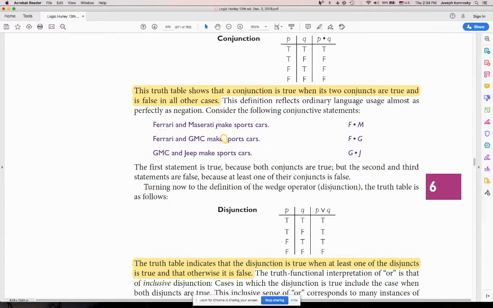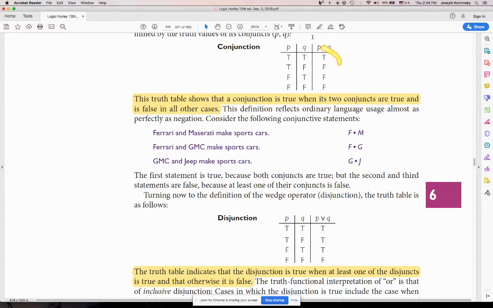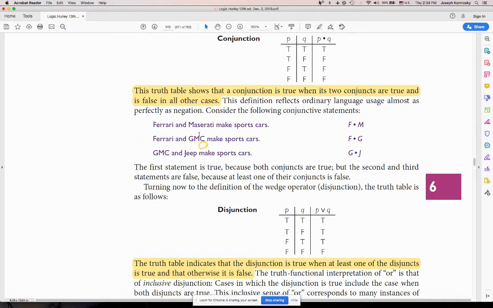So is this the case? Do Ferrari and Maserati make sports cars? So it's true and it's true. So the whole thing is true, right? Because both conjuncts are true. What about Ferrari and GMC make sports cars?